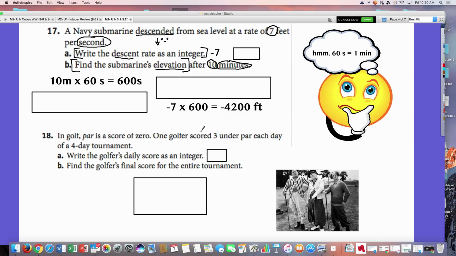All right, let's look at number 18. Hey, Mo. Those are the Three Stooges, in case you have no idea who those guys are.